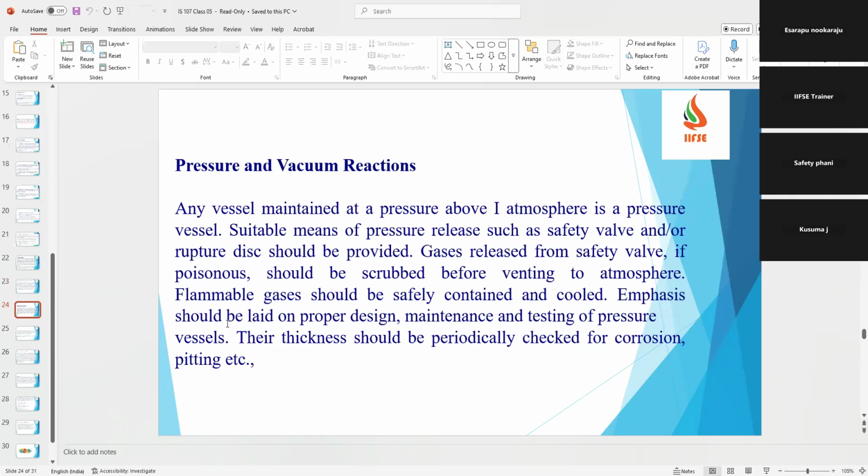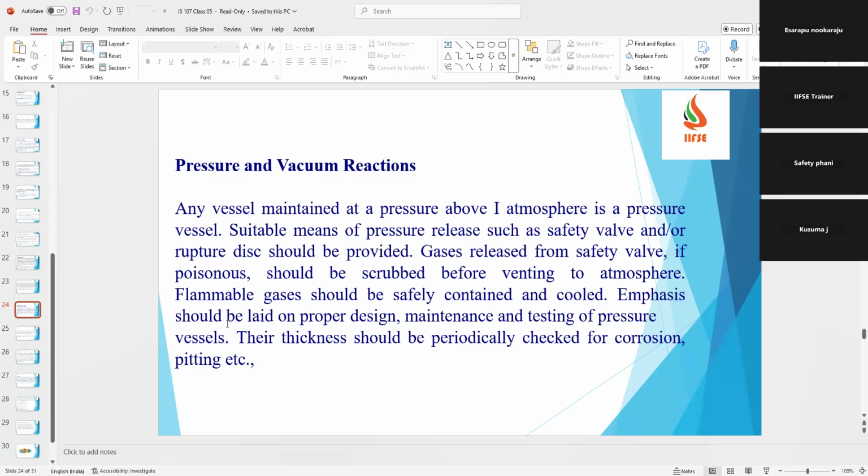Then pressure and vacuum reactions. So any vessel maintained at pressure above 1 atmosphere is a pressure vessel. The suitable means of pressure release, such as safety valves or rupture disc, should be provided. Gases released from safety valve, if poisonous, should be scrubbed before venting to the atmosphere. So if there are poisonous gases from the reaction or from the relief valve, before releasing to the atmosphere, they have to be neutralized in the scrubbing systems.